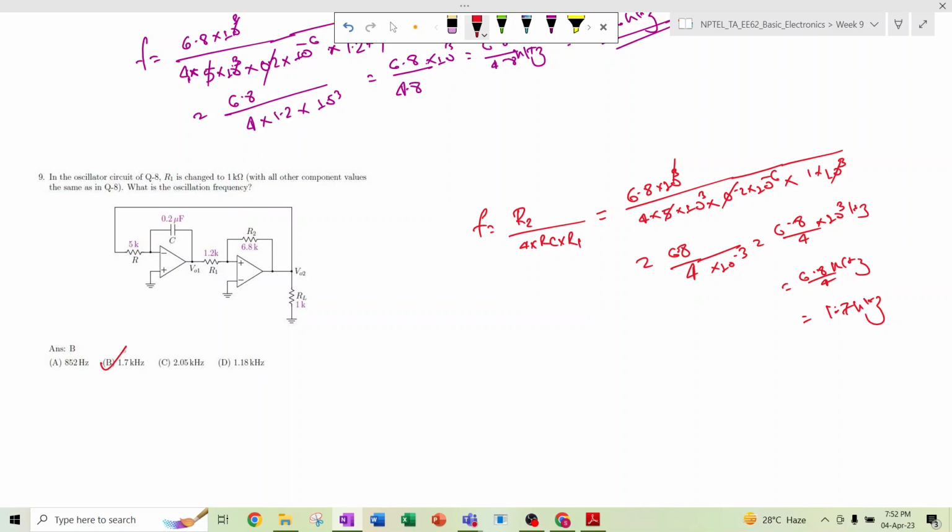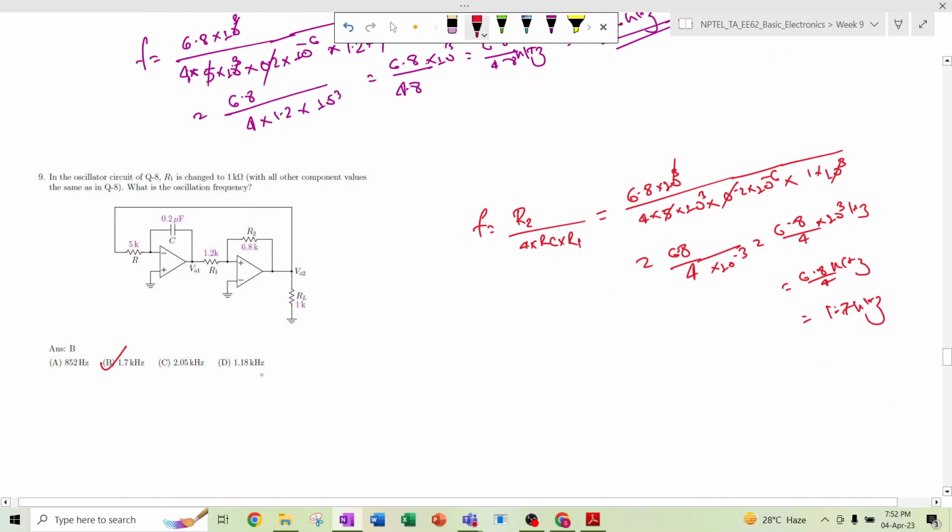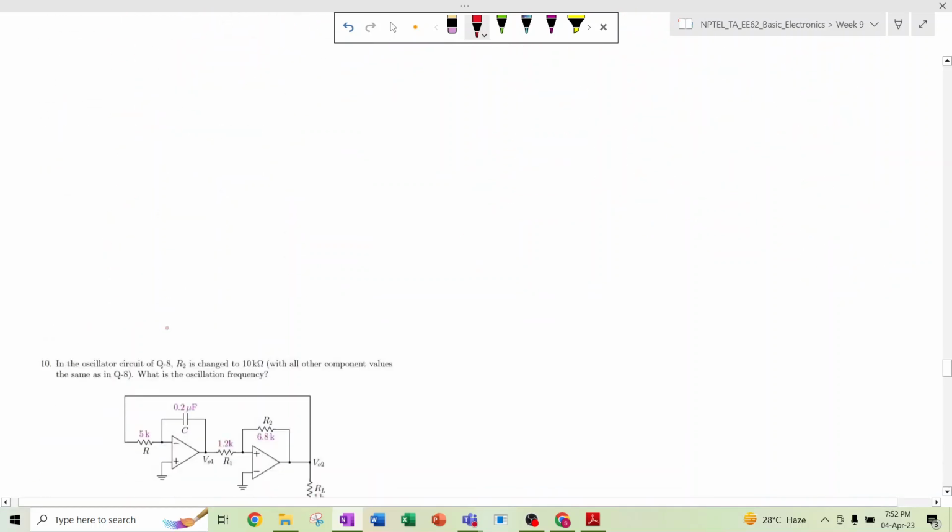So the correct answer will be option B. Okay. So see, if we want to change the oscillation frequency, then easily we can change it by varying the circuit elements. Maybe it can be R1 or it can be R2 or it can be R or it can be C. Okay.